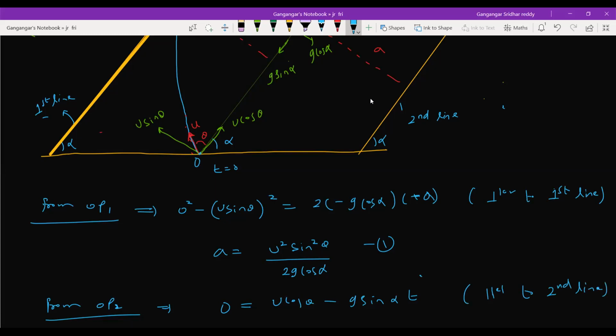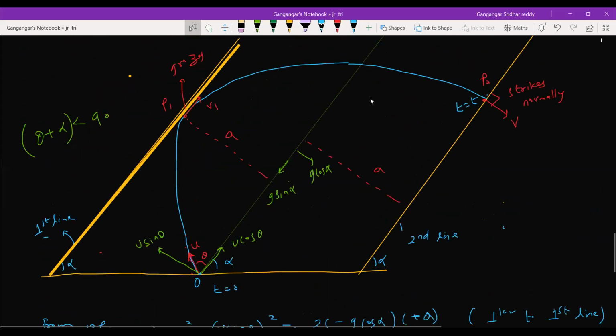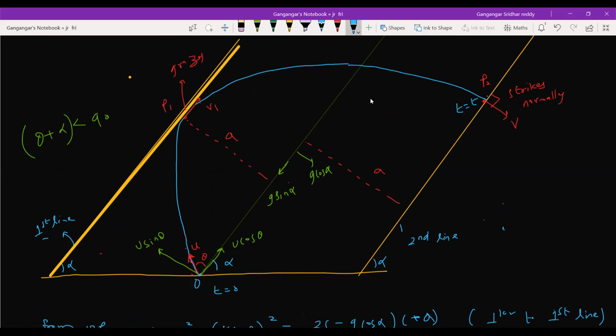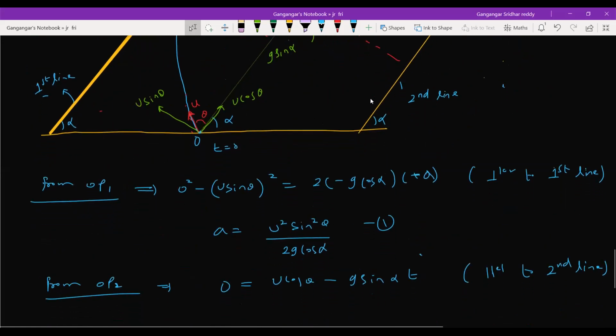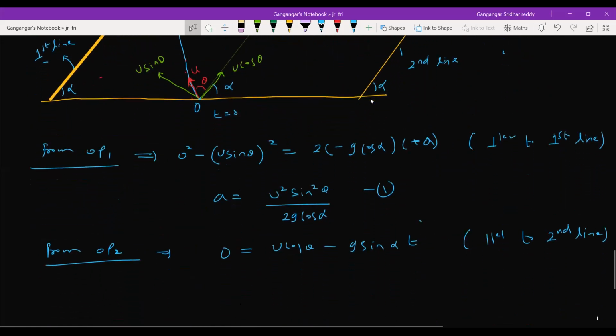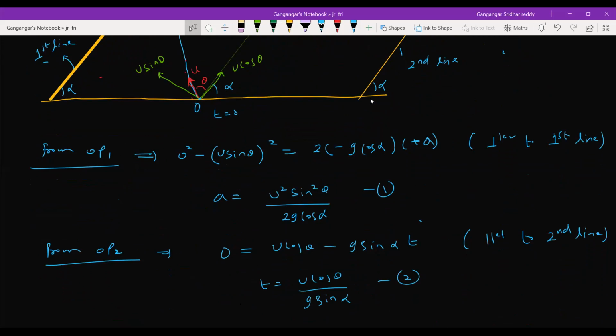v equal to u plus at formula. So when it strikes at point P2, the velocity will be perpendicular to the second line. Therefore, the velocity along the second line will be 0. Okay, I got one more equation: t equal to u cos theta by g sin alpha.